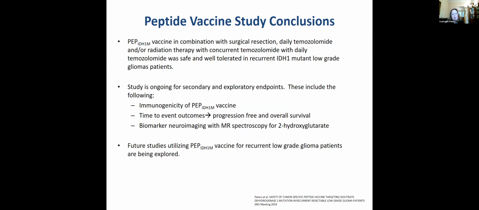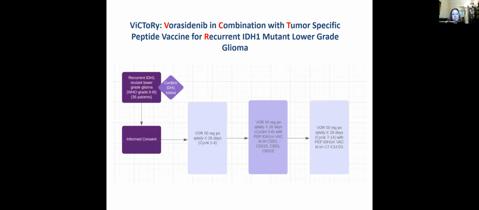We integrate a biomarker using neuroimaging with MRS, which is spectroscopy for 2-hydroxyglutarate. It actually can be found in a little itty bitty tiny peak. I'd love to come back and share this with you. This is in collaboration with Dr. Brian Sohar in the neuroradiology department. But again, we're very excited about this technology, and we're looking forward to utilizing this vaccine in other trials with our patients. And just for a teaser, we have designed the next study.